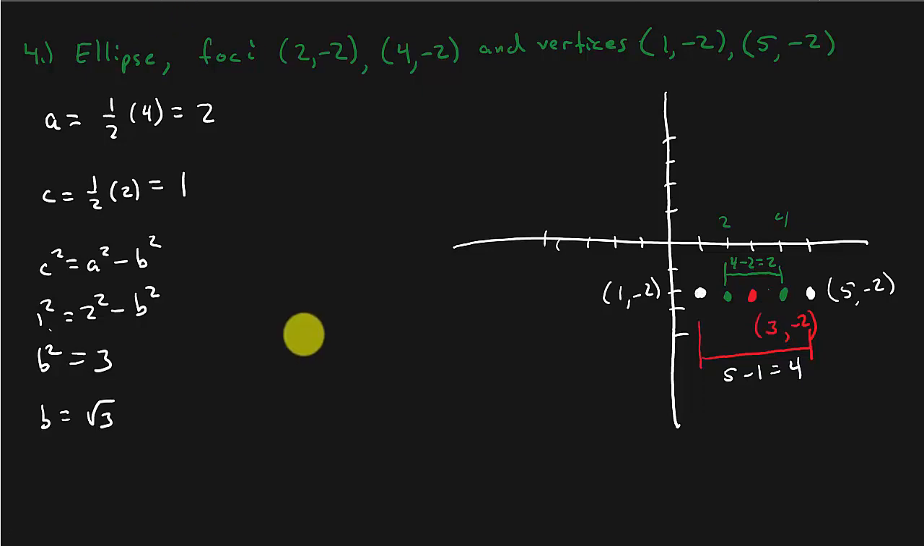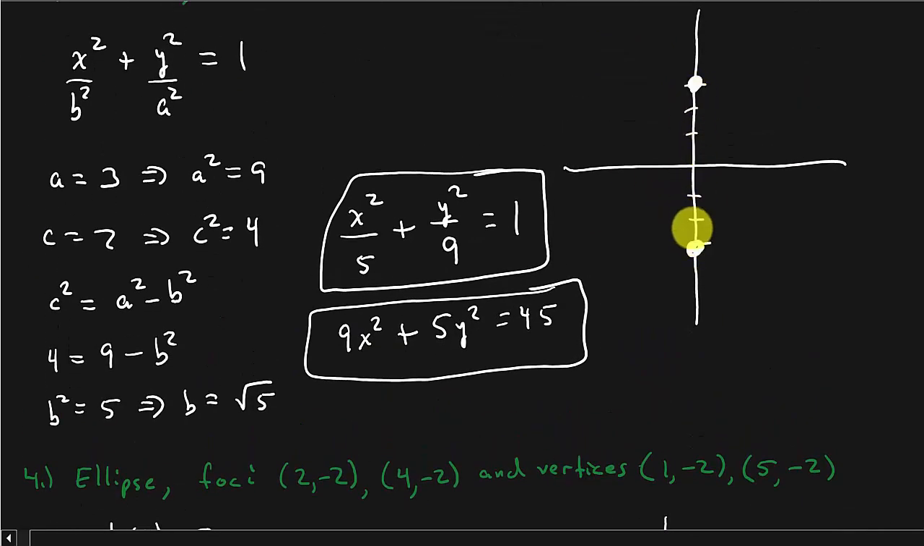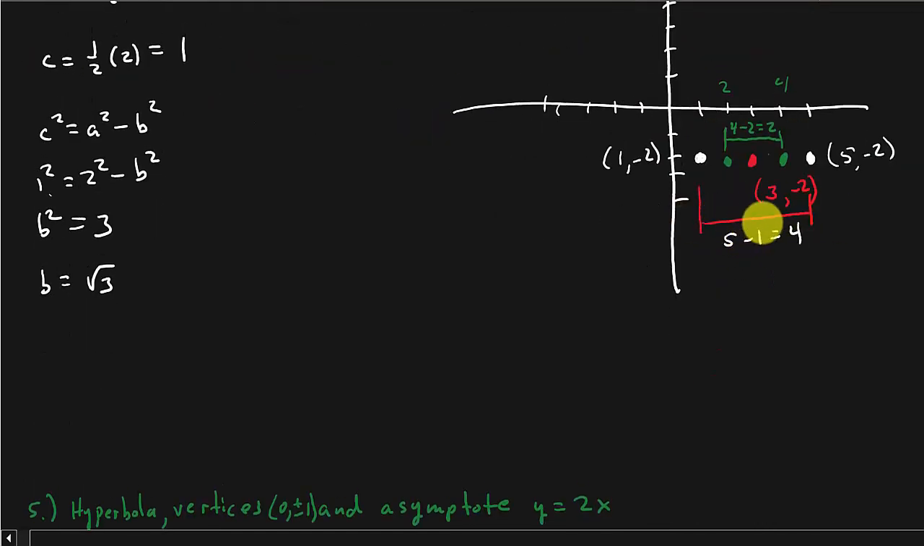And so my equation is, now, is a squared under the x term or is it under the y term? Well, it's under the x term because my major axis is horizontal. See over here, my major axis was vertical, so a squared was under y squared. But here, the major axis is horizontal, so the a squared is underneath the x squared.